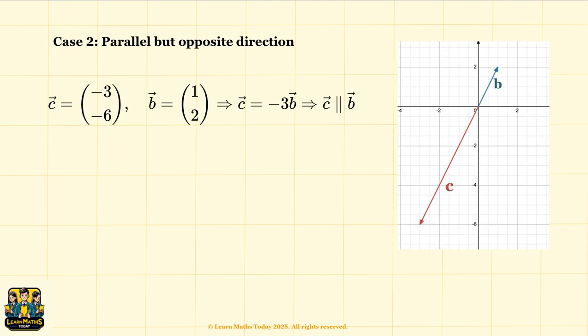Now let's look at a case where the two vectors are parallel but in opposite directions. If you have a vector C that is of the column vector -3 and -6, and if you have a column vector B that is of 1 over 2, you notice that vector C equals -3 of vector B, meaning that vector C is parallel to vector B but they're in opposite directions. If we plot vector B and vector C on the graph, you could tell that B is 1/3 the length of vector C and is facing a different direction from vector C.